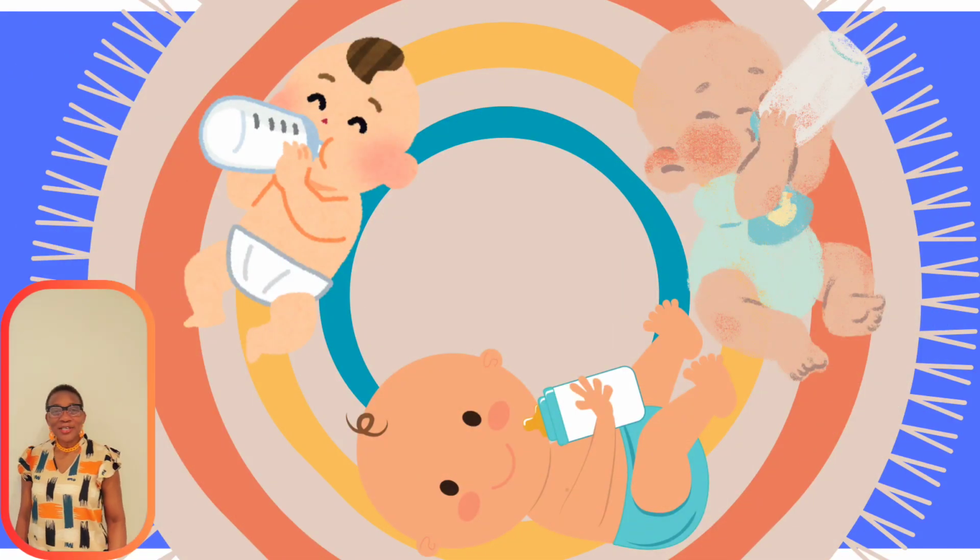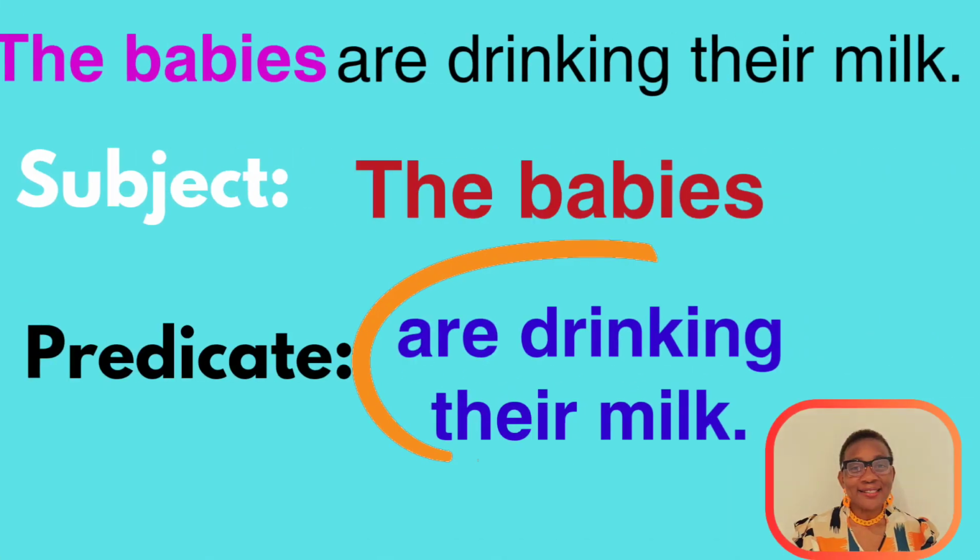The babies are drinking their milk. That sentence is about the babies. So the subject is the babies. Drinking their milk, that's what they're doing. So that's a predicate. Because remember, the predicate tells you what the subject is doing or what is said about the subject. So drinking their milk is the predicate.